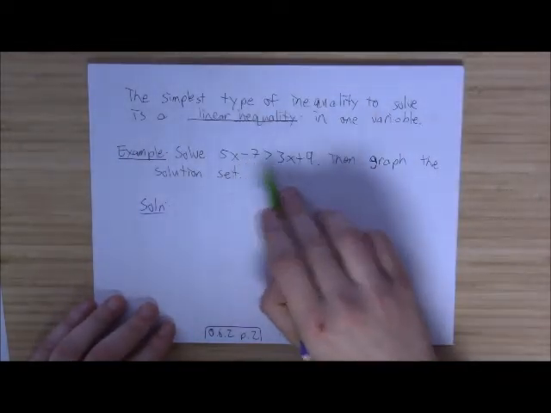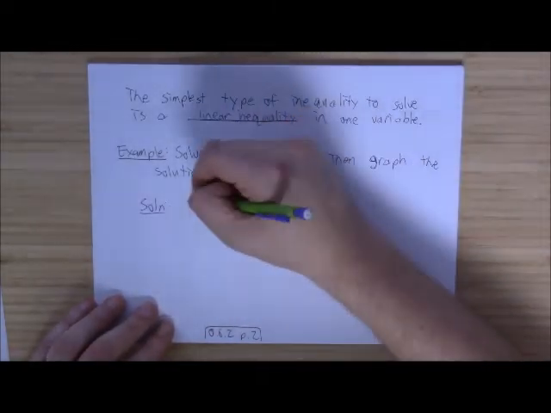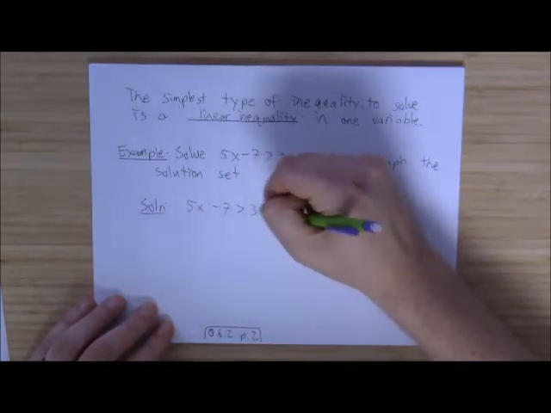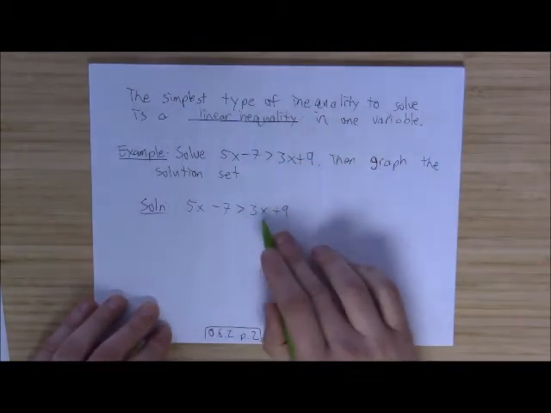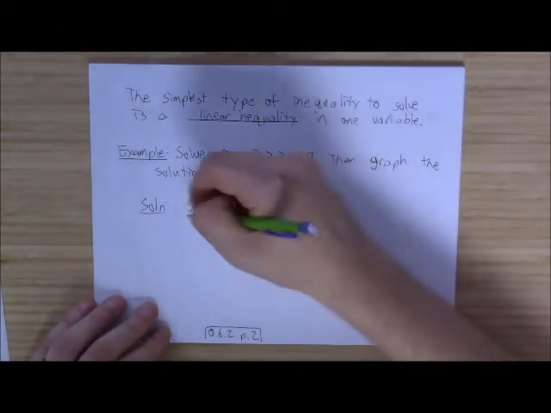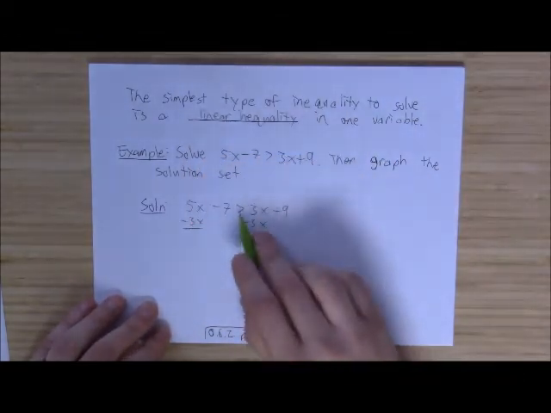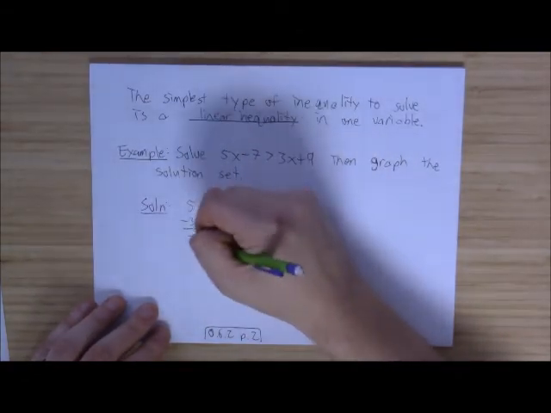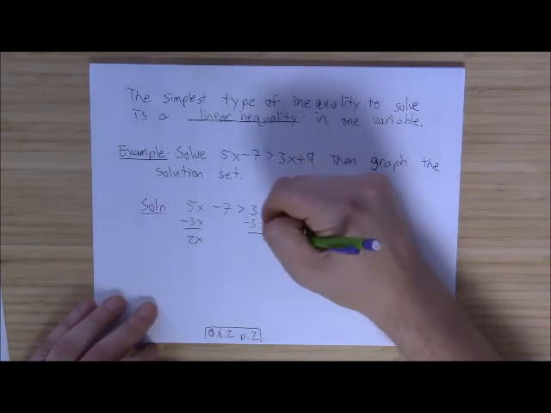Let's go ahead and write down what we are given. Always a good idea. Let's subtract 3x from both sides. When we do that, again, we're adding or subtracting. It doesn't change the inequality. So we have 2x here. We have no x's over there.